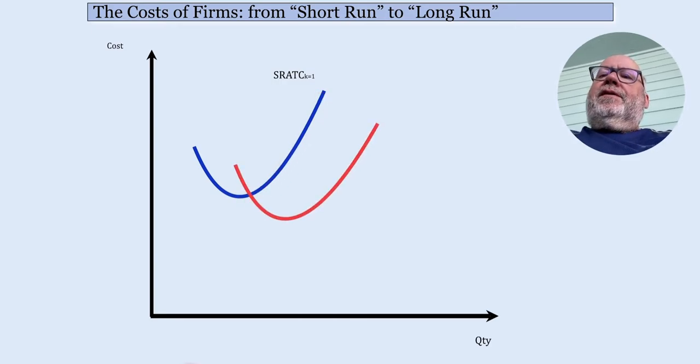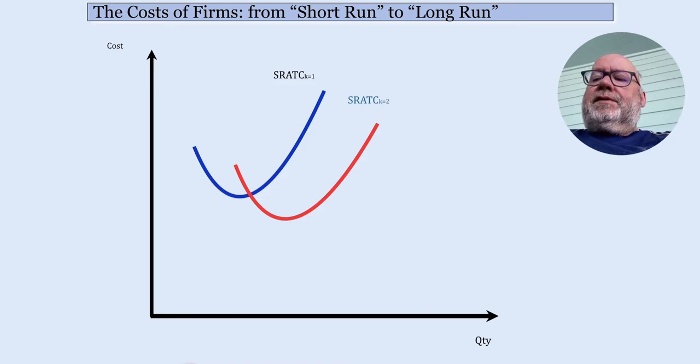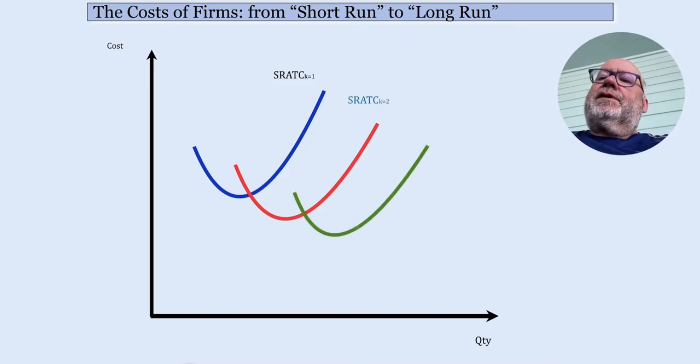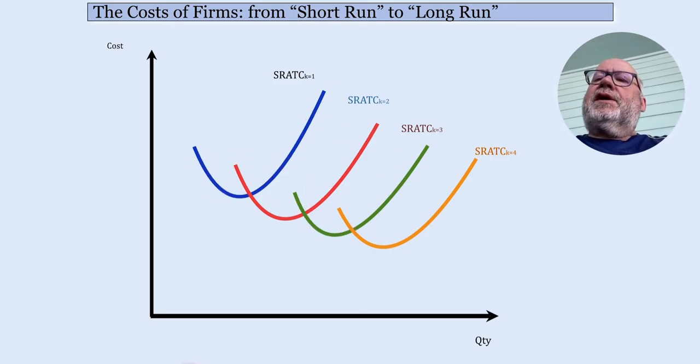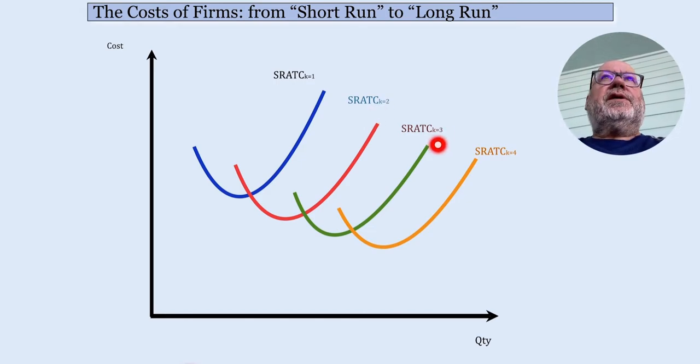There'll be another short run cost curve if you had 2 units of capital. So let's say you didn't have 1, you had 2 units of capital. You'd still have a short run average cost curve with 2 units of capital, and you'd have 3 units of capital, and you'd have 4 units of capital. So you have a series of short run curves, and they're short run because you have fixed the amount of capital. In this case it's 2 capital, in this case it's 3 capital.